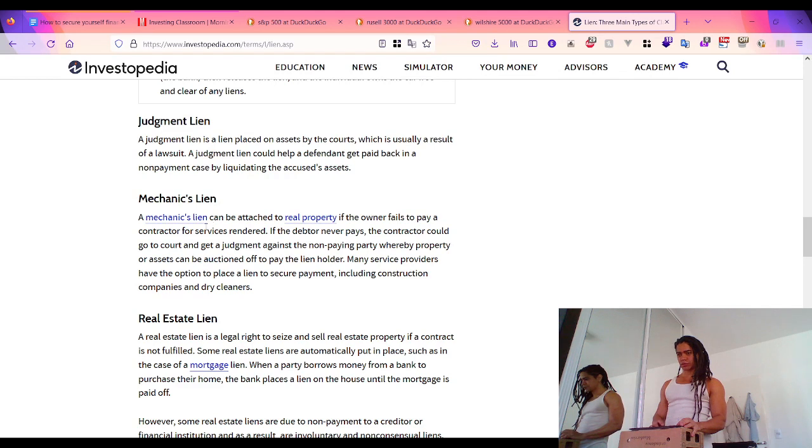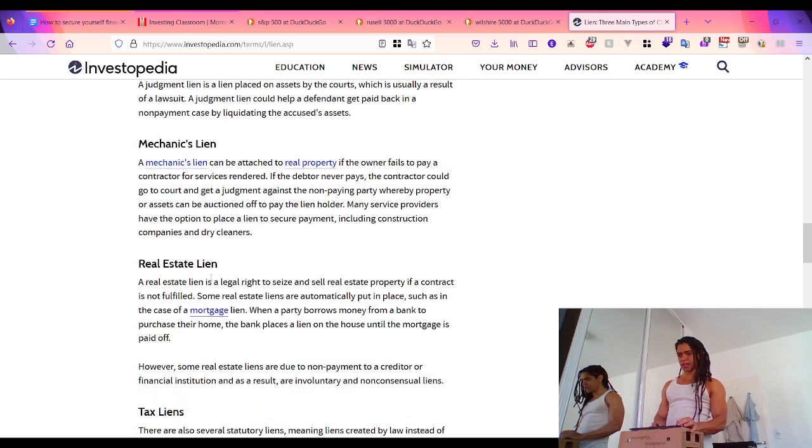Mechanics lien. A mechanics lien can be attached to real property if the owner fails to pay a contractor for services rendered. The old trusty one. If the debtor never pays, the contractor could go to court and get a judgment against the non-paying party, whereby property or asset can be auctioned off to pay the lien holder. Many service providers have the option to place a lien to secure payment, including construction companies and dry cleaners.